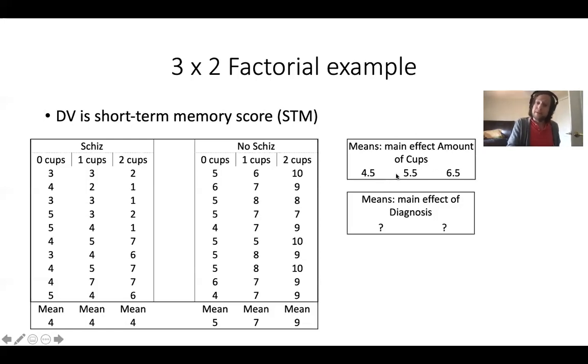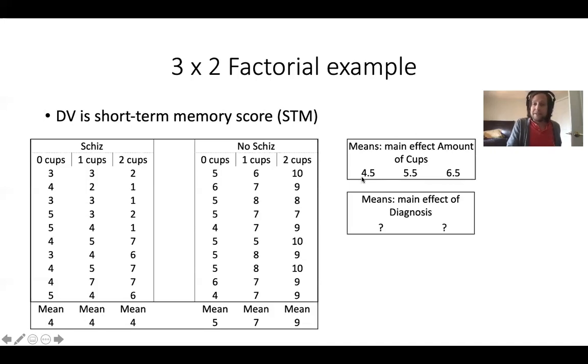Each one of these means corresponds to a level. This is the mean of the 0 cups condition, this is the mean of the 1 cup condition, and this is the mean of the 2 cups condition. There are actually 2 ways of calculating these numbers. The first way, which I showed you earlier in that table, is you take the mean of people who have schizophrenia in the 0 cups condition plus the mean of people in the 0 cups condition that don't have schizophrenia. That 4 plus 5 equals 9, and 9 divided by 2 equals 4.5.